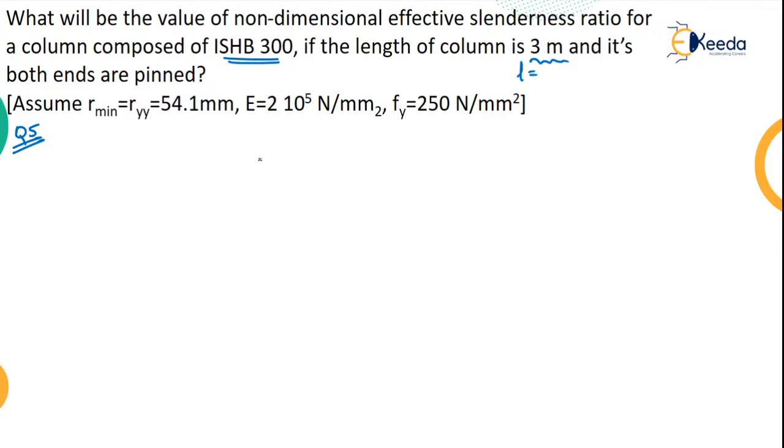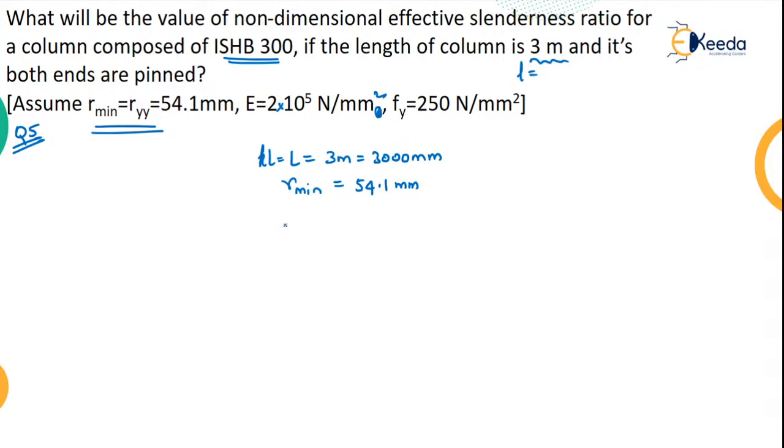So whenever both ends are pinned, your KL will be equal to L, which is equal to 3 meters, or you can take it in mm, which is nothing but 3000 mm. See, all other values are given to you. R minimum or RYY is given. So we need it for our calculation, right? 54.1 mm. And then E is nothing but 2 into 10 power 5 Newton per mm square. And Fy is also given to you.